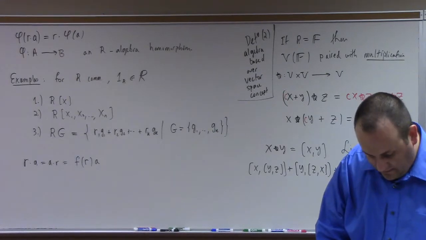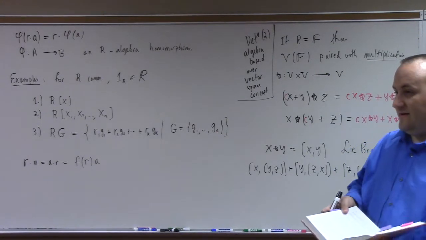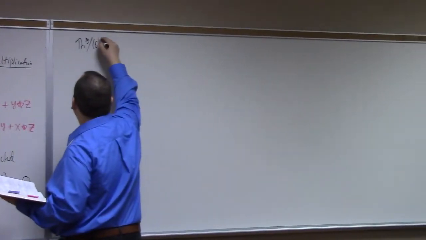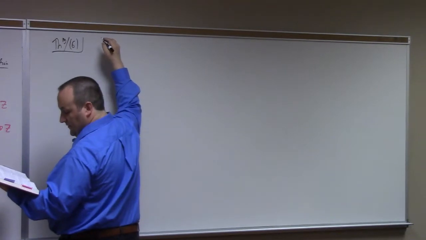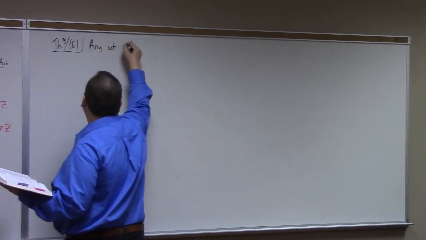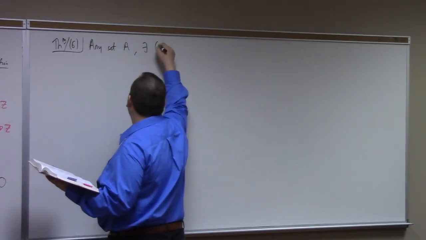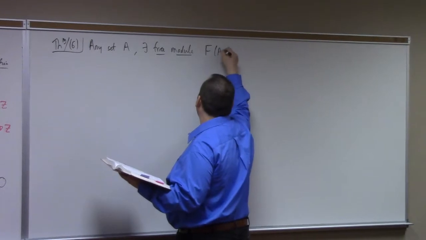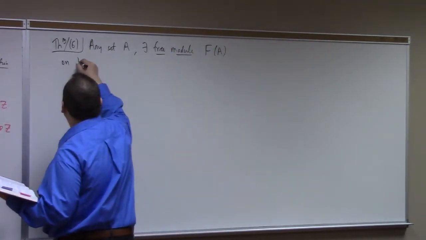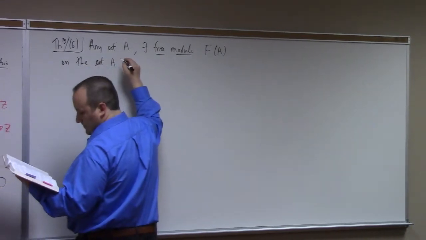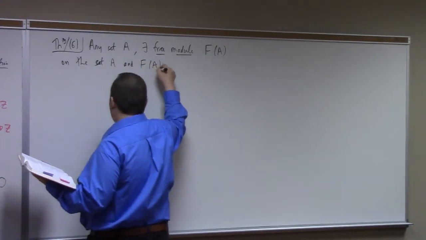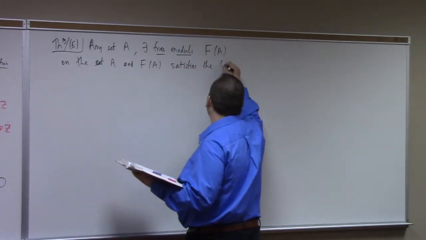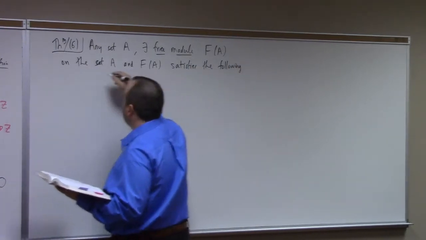I would point out that theorem 6 in section 6 and section 10.3 is a stupidly general generalization of one of my favorite theorems from linear algebra. Let's see if you can tell me what it is. Here it is. For any set A, there exists a free module F of A on the set A, and F(A) satisfies the following universal property.